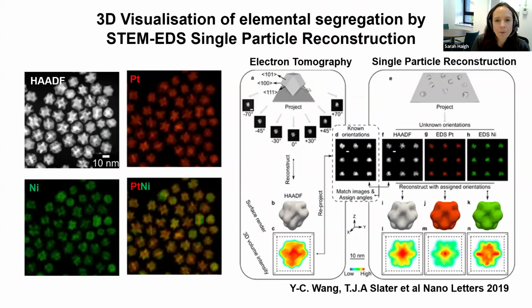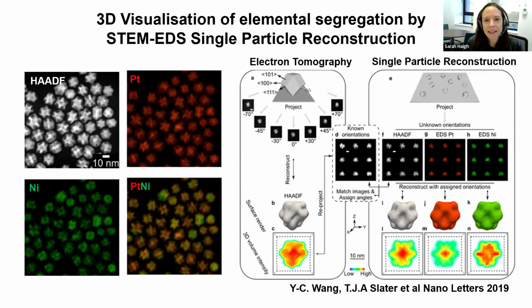And so we decided to borrow the beautiful approaches that have been very widely used in cryo-electron microscopy and see if we could apply these to elemental maps, which we had produced for a large number of these platinum nickel nanoparticles on carbon film. And examples of these maps are shown here. We have the high angle annular dark field image, and then we can separately process platinum and nickel elemental maps.